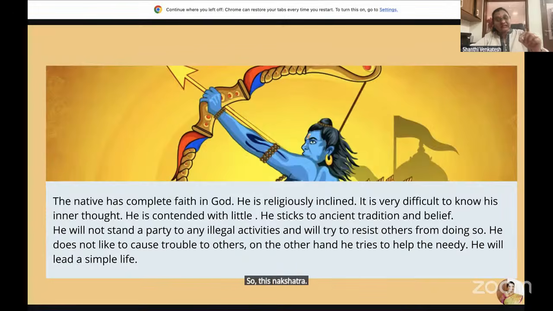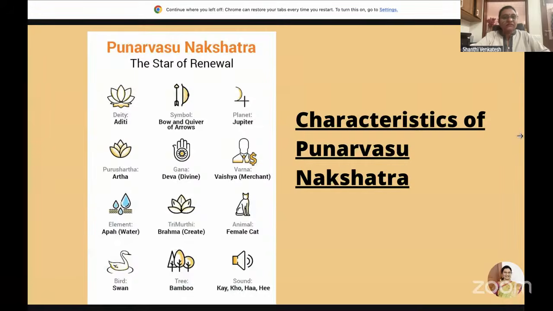So this nakshatra is connected with Aditi. So they have got the capacity to restore or to bring back what has been lost. So that's why it is known as the return of light or return of the original state. What this nakshatra symbolizes is what is lost can again be regained. So this signifies the return of the light, the shift from darkness to light. So these are the characteristics of Punarvasu Nakshatra. Bow and quiver full of arrows.